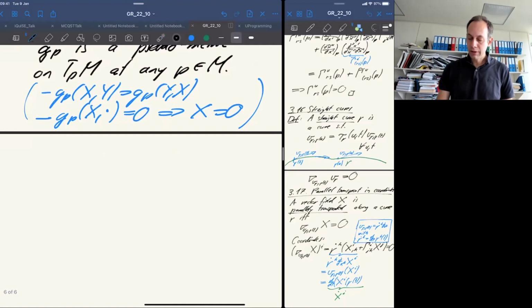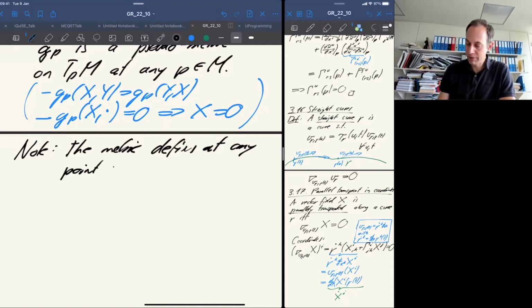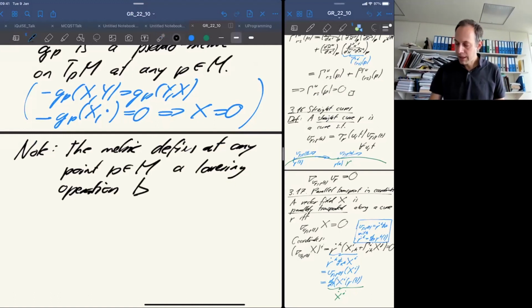Okay, there were quite a few things that we introduced when we talked about the metric. And in particular, the metric defines at any point of the manifold, therefore, the metric tensor or the metric at that point, a lowering operation. We also introduced then, we call them musical b, and also an inverse, which we denoted by a sharp.